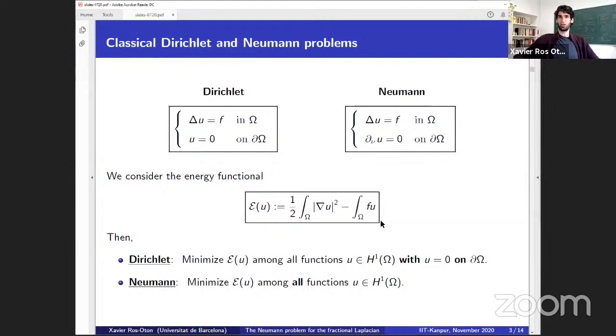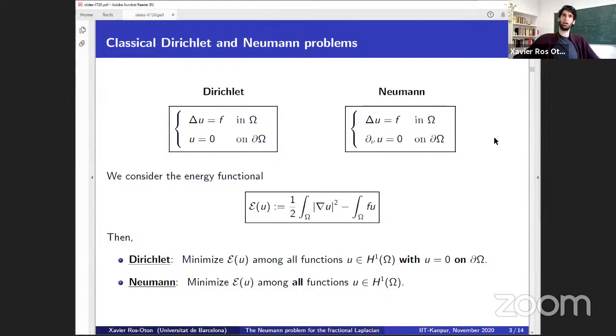Okay, so basically minimizing among all functions gives you the additional constraint, the additional information that the normal derivative is zero on the boundary. Okay, so this is the way you construct solutions to the Dirichlet problem and to the Neumann problem in the classical case. And as you see, they both come from the same energy function. The only difference is if you impose the restriction that u is zero on the boundary or if you don't.